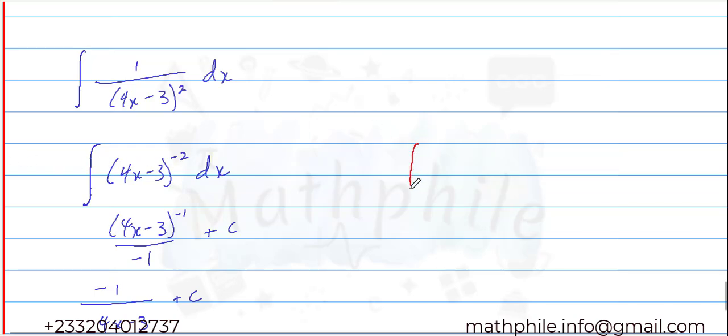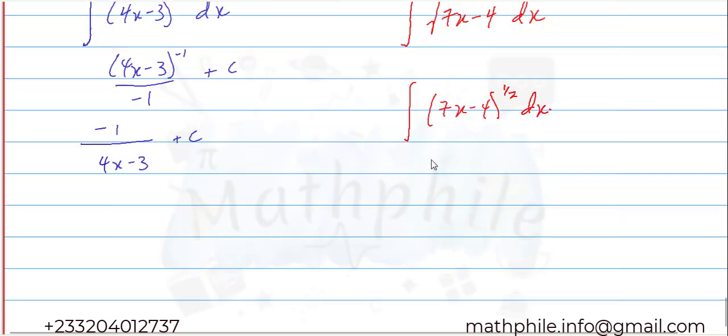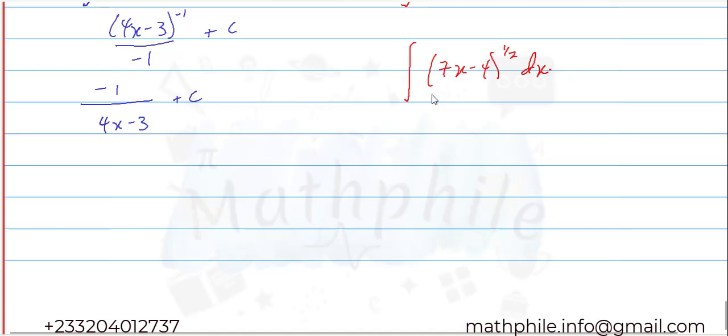Okay, so another question, we've passed the 5 minutes mark. Another question: integral of the square root of 7x - 4 dx. This can be written as the integral of (7x - 4) all raised to the power 1 over 2 dx. To integrate this one, we need to integrate the entire thing.